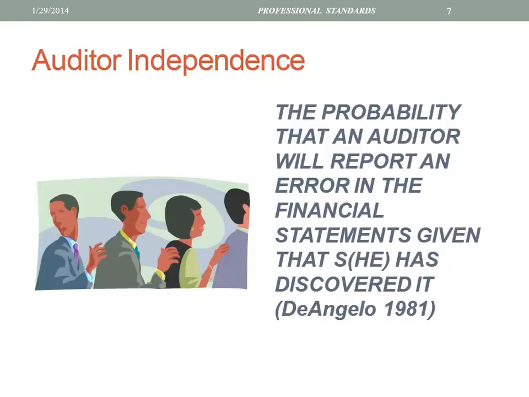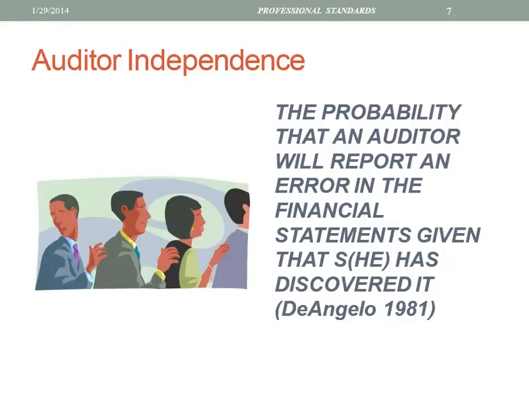So let's talk about auditor independence. In the academic literature, and this is something that academics have done research on for years and years and years because of the importance of auditor independence, one definition is auditor independence would be the probability that an auditor will report an error in the financial statements, given that they've discovered it.